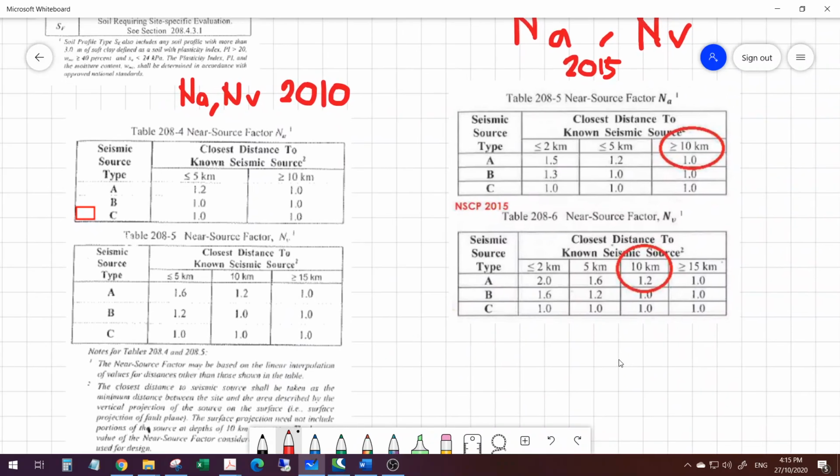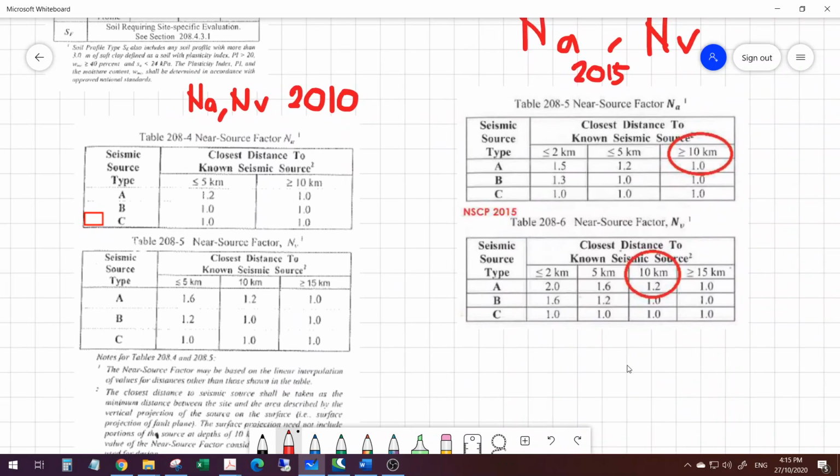So on the next video, we will be doing the torsional analysis.